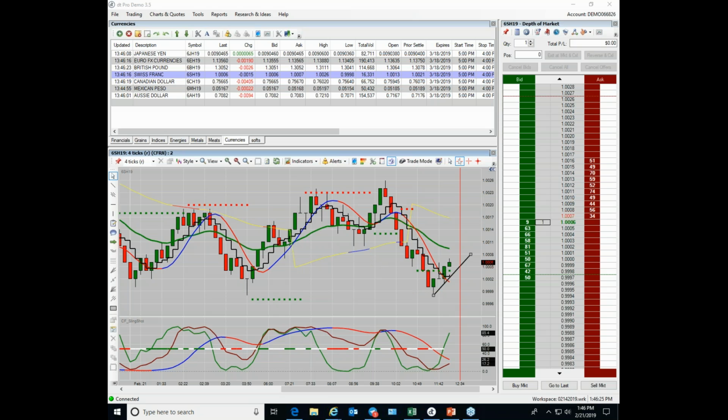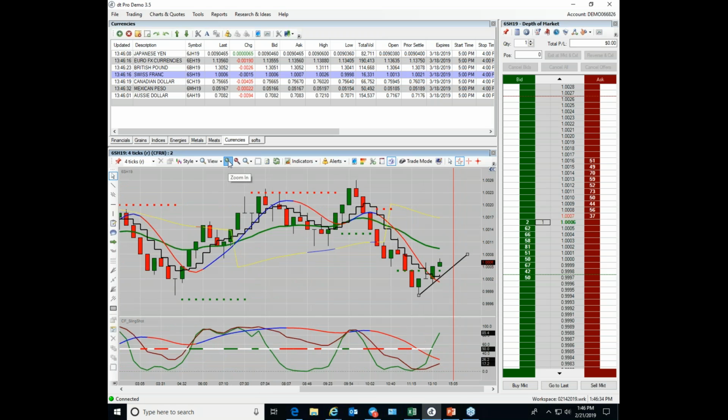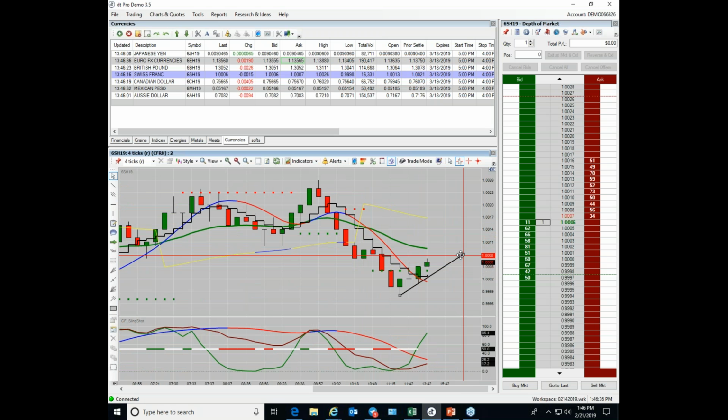Sometimes you get hypnotized by the layout that Michael is doing, and he's doing it for good reasons. But take a moment to zoom out. That will keep you out of some bad trades. So the Swiss franc is off the table.